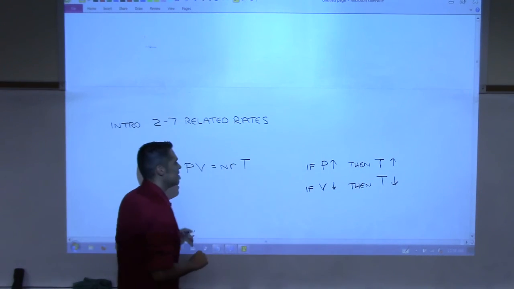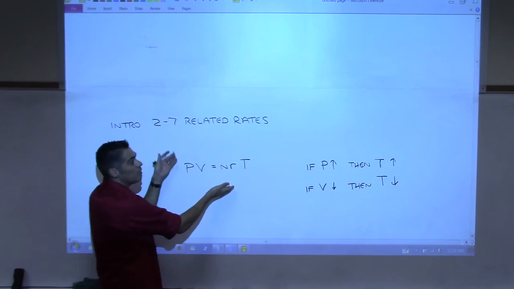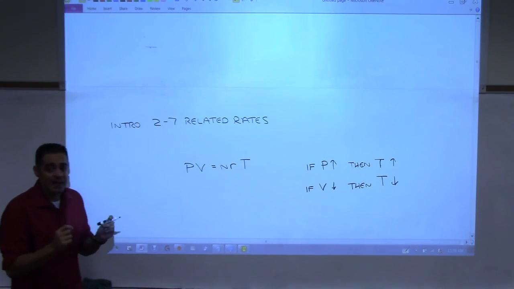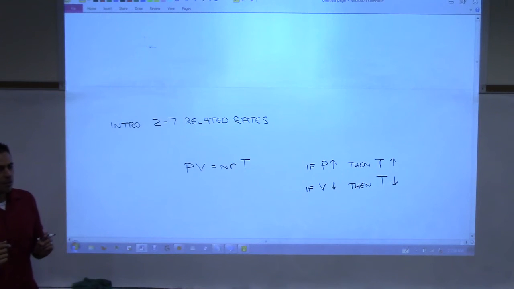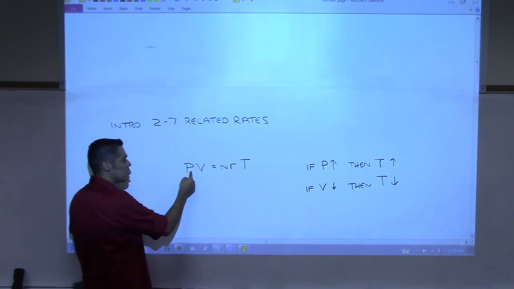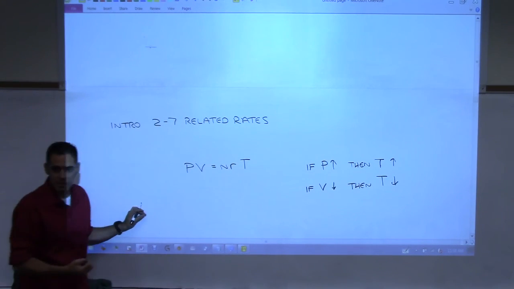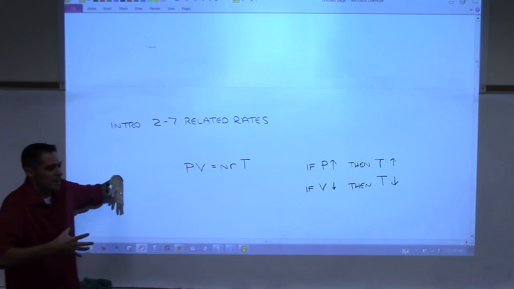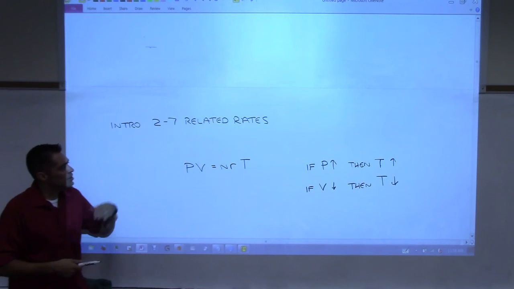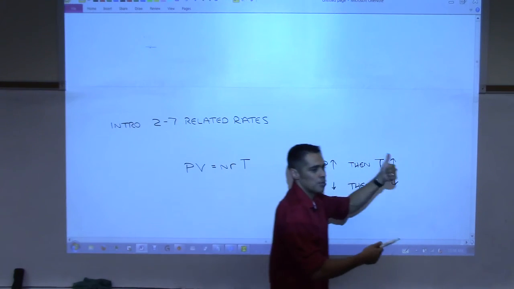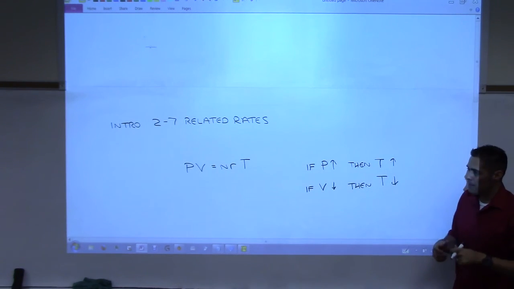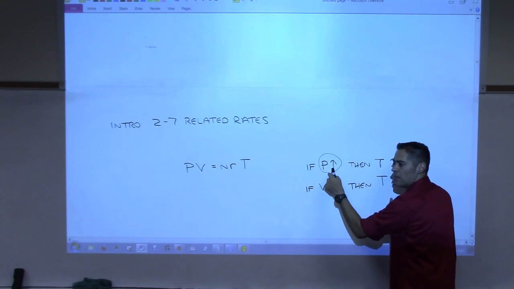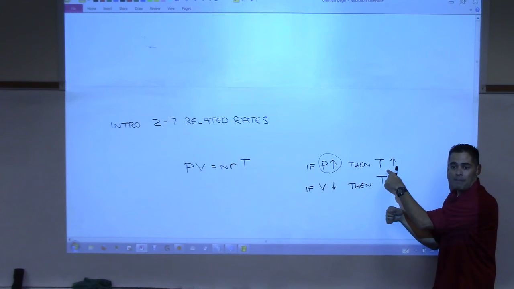Related rates is not about the relationship between one going up, the other goes up, or one goes down, the other one goes down. This is about how fast they do that. So let's say that the pressure is going up at a certain rate. So I'm applying pressure into the container at a certain rate. The question is, how fast is the temperature going up? So increase the pressure, temperature goes up. But if I tell you how fast I'm doing this, I want to know how fast this goes up.